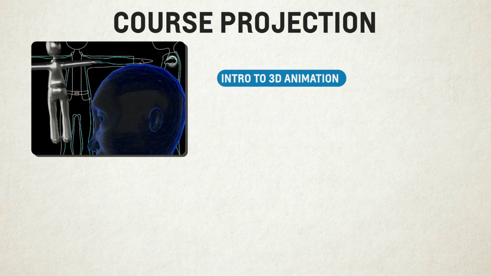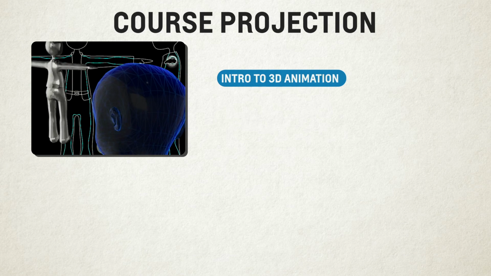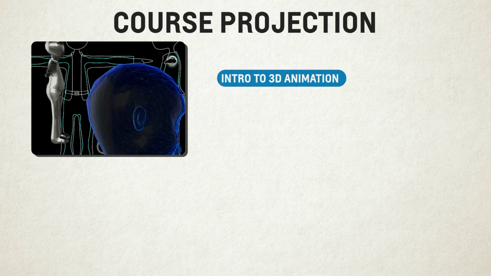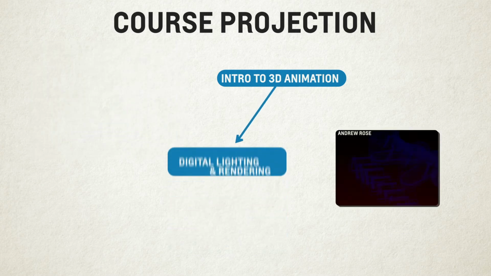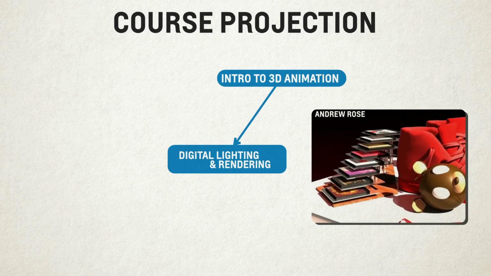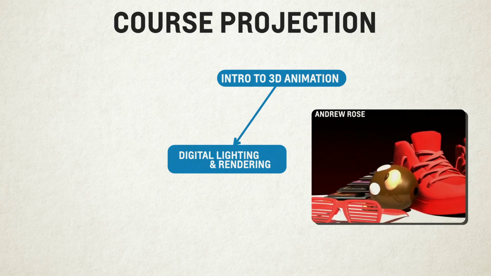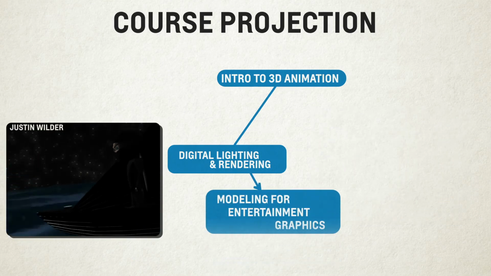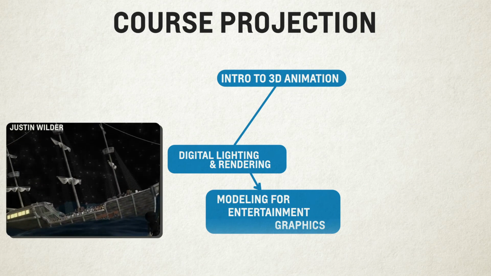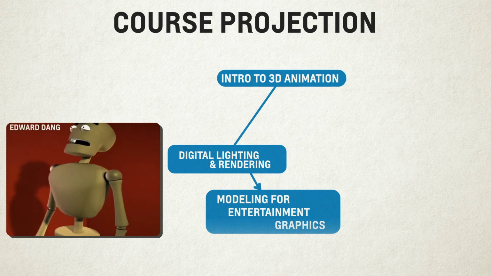Some classes you might be taking include Intro to 3D Animation, where we give students who are new to 3D animation a feel for all the various subdisciplines and allow them to be creative with the technology, Digital Lighting and Rendering, which introduces students to advanced rendering technology and the concepts behind digital light simulation, or Modeling for Entertainment Graphics, an extremely hands-on class where students build production-ready models for movie, video game, or 3D printing projects.